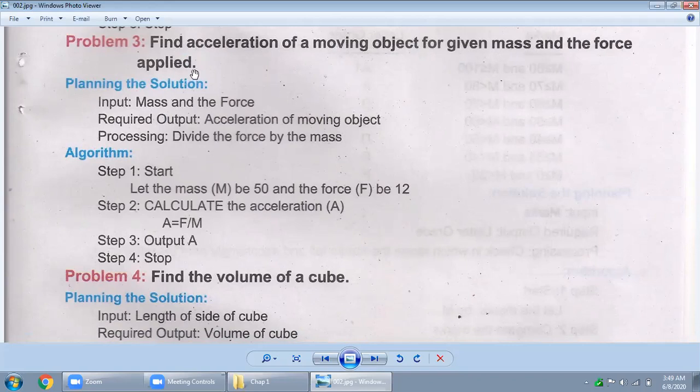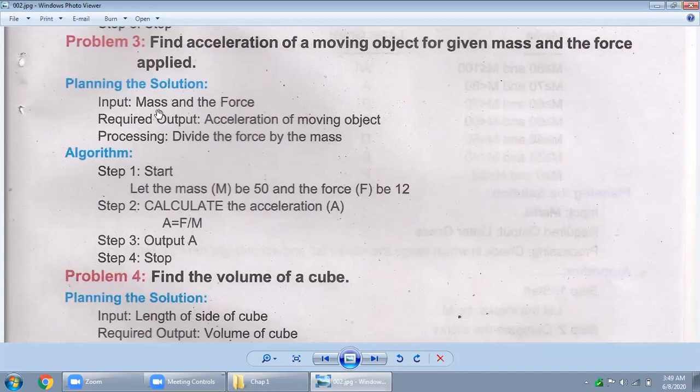I remember when I was a student, I think the formula was F is equal to ma. But over there we had to find the force. Now we have to find the acceleration. So we will calculate this after planning the solution.